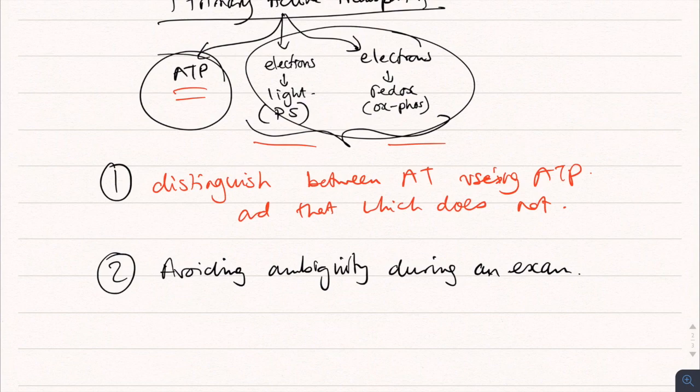So one reason, scientific: we need to be able to discriminate the two forms of transport for ourselves and when we're communicating that. And the second, in a more practical sense: you don't want your examiner to think that you're not sure about the difference between active transport and things moving when ATP is not the energy source. Okay, so that's my answer. This is my opinion. Feel free to disagree with it.